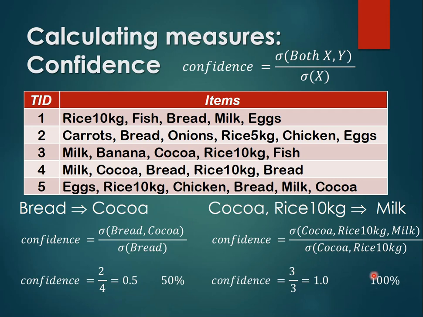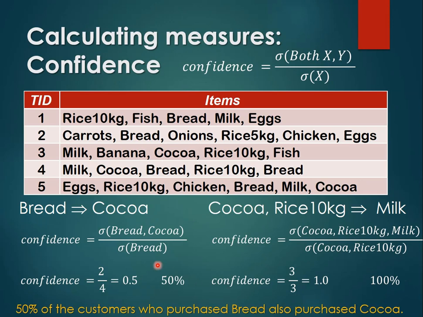So what does this value mean? 50% of the customers who purchased bread also purchased cocoa. For the second rule, customers who purchase cocoa and rice 10 kg will purchase milk 100% of the time. So the second rule has a higher confidence and is much stronger than the first rule.